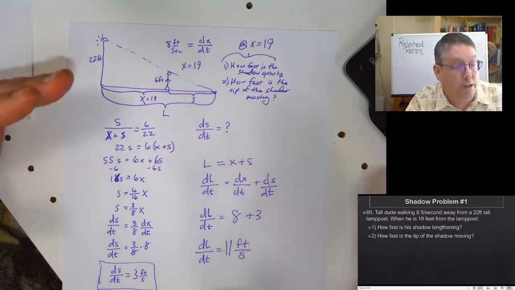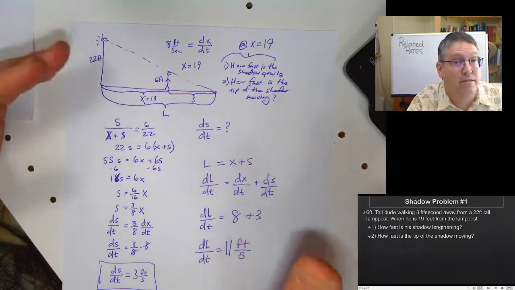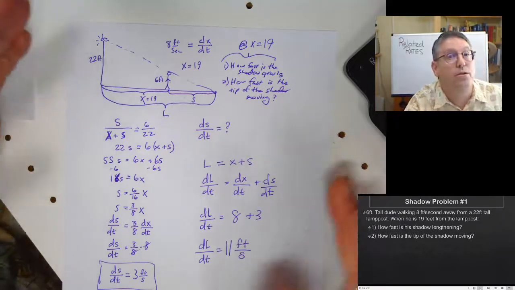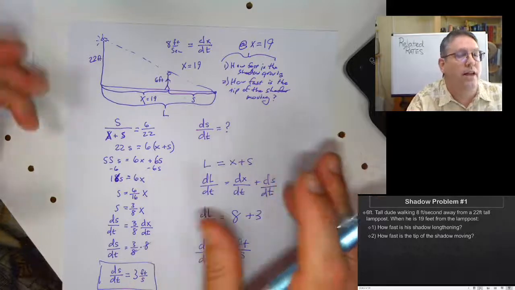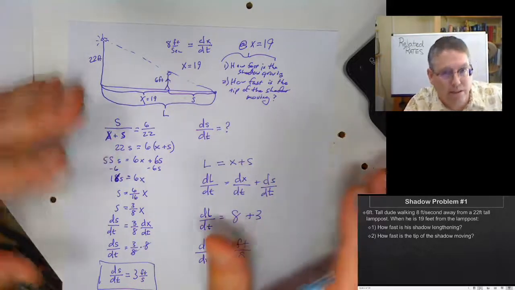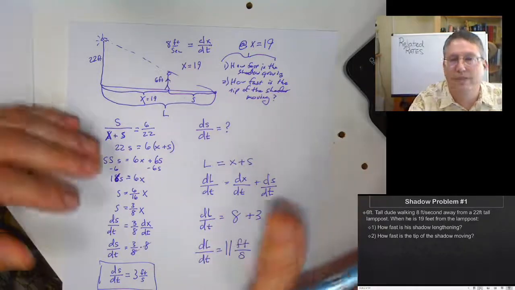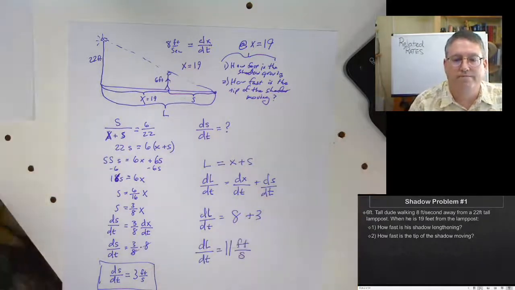And one of those variables you already have the rate of change of. And then you can use the equation that you figured out that relates those two variables. And then you insert the rate of change. And then you figure out the related rate of change.